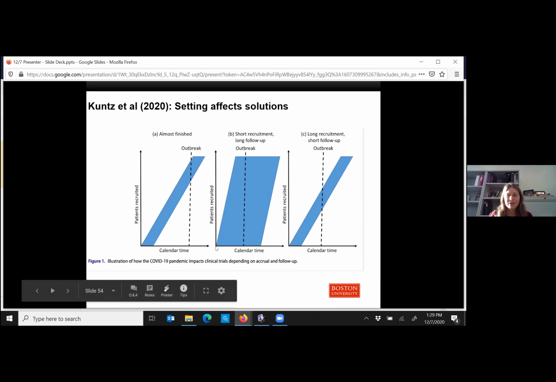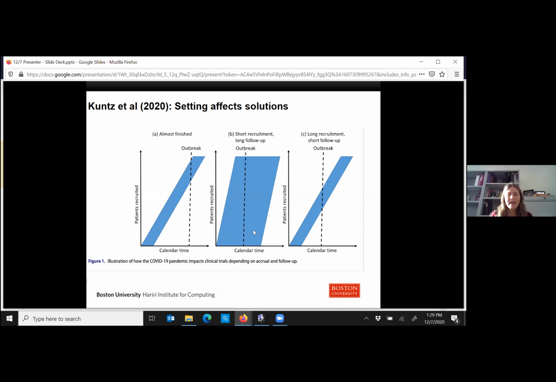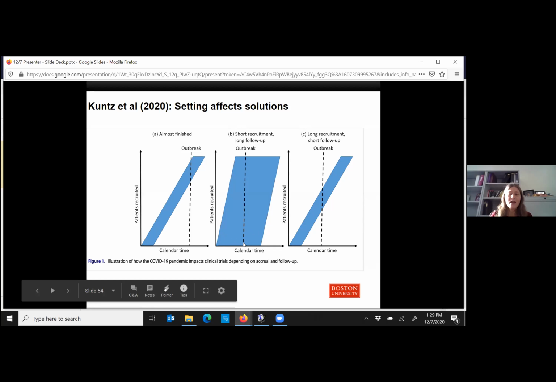The second picture is one where the follow-up is much longer. The enrollment period here is short. Everybody has already enrolled before COVID-19 struck, but the time that patients are in the study is much longer. And so still this trial may be heavily affected by COVID-19 because after COVID-19 struck, outcomes may be different.